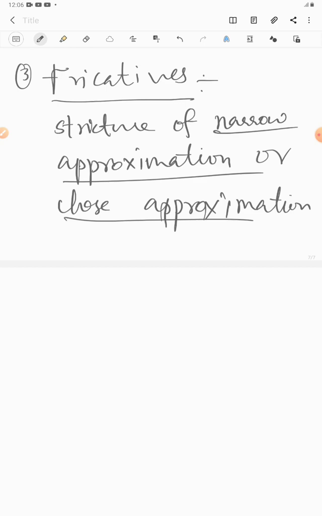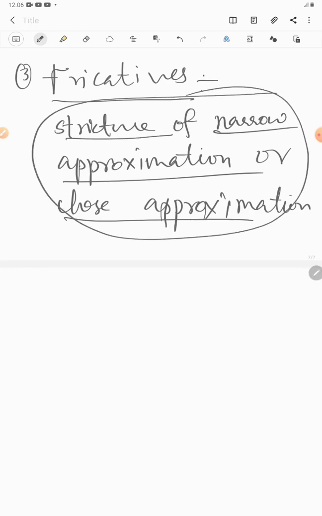So what happens? The air escapes through this narrow space. Okay, so that's why it's said that fricatives are articulated with a stricture of narrow approximation or close approximation.